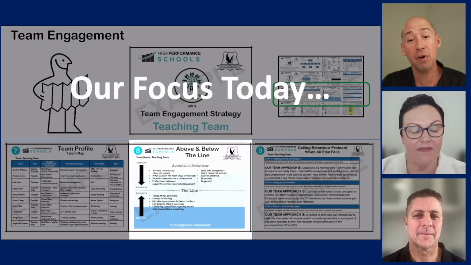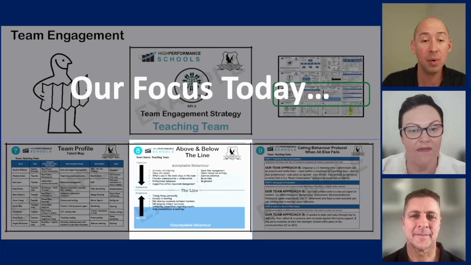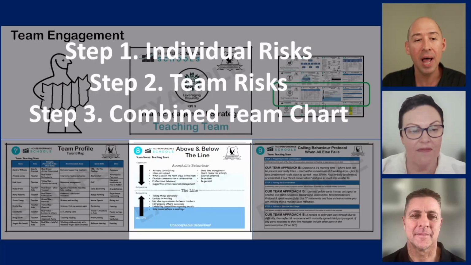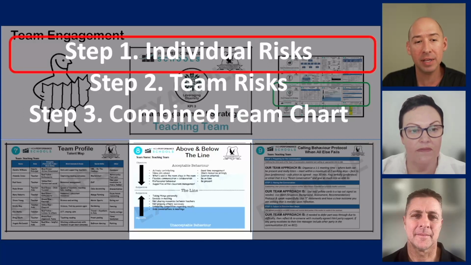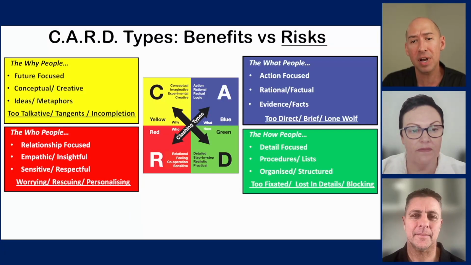So getting into the focus for today, of course, we're moving on to our above the line, below the line. And there are three steps here to get this right in our teams: our individual risk, our team risk, and then combining this all up into a team profile. Getting into the first bit, Pete, do you want to just remind us about this whole thing about individual risks and why this is important for us in a high performing team?